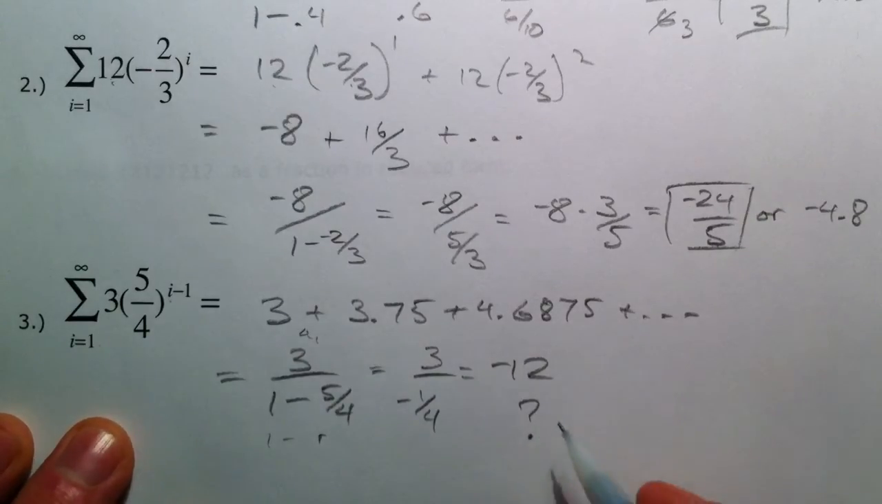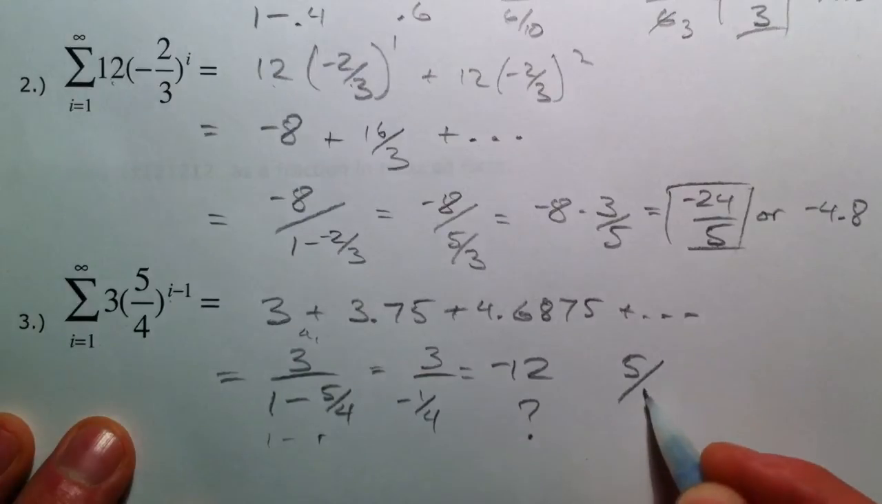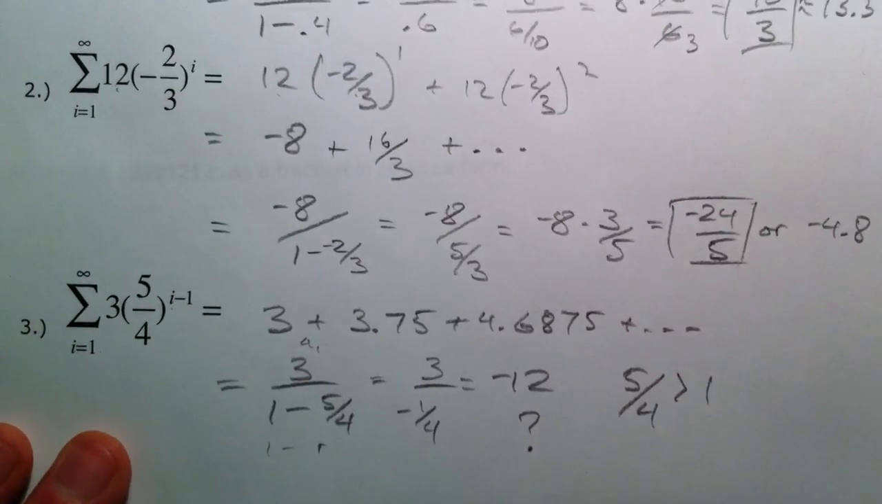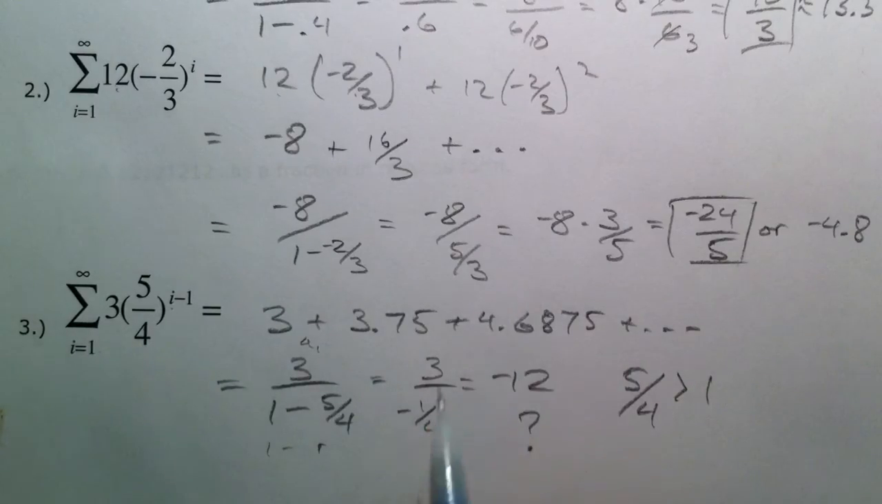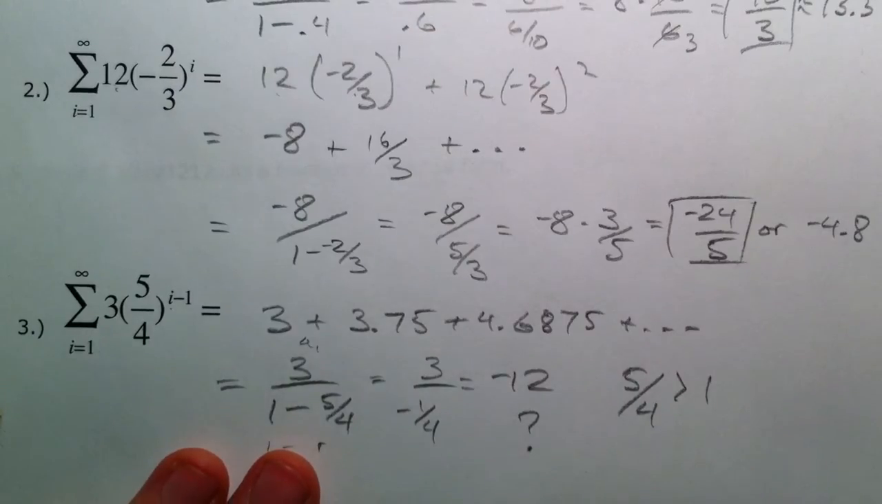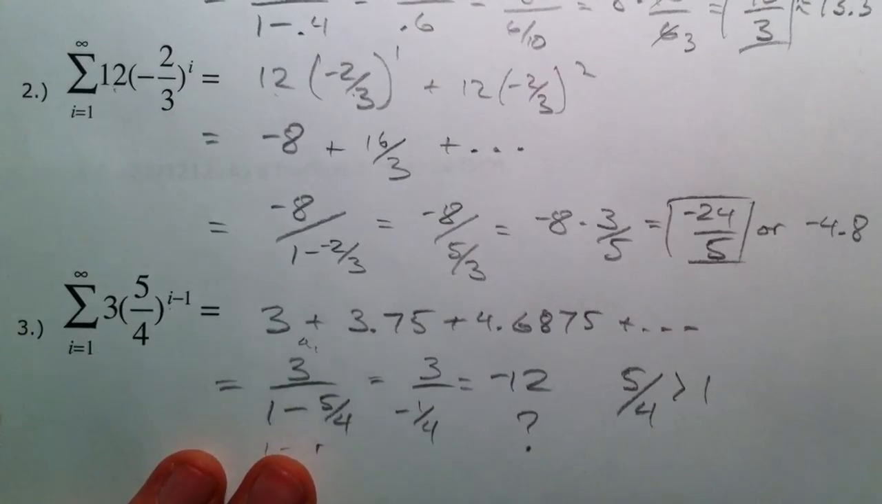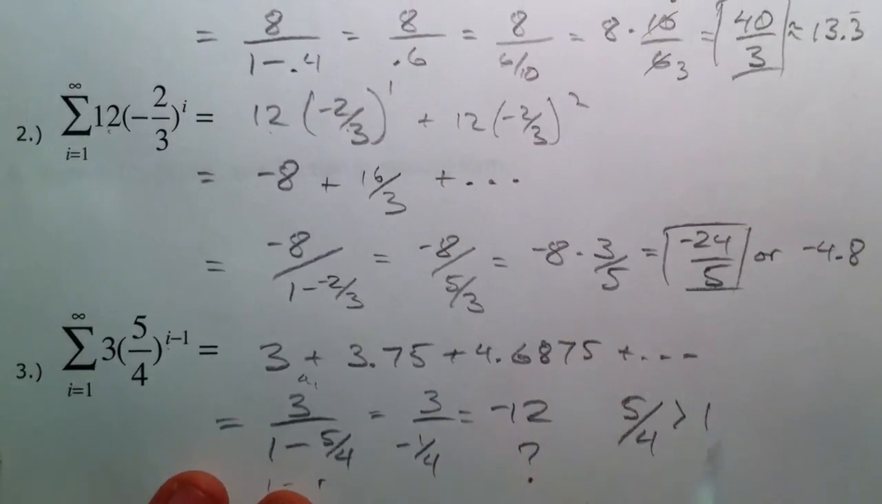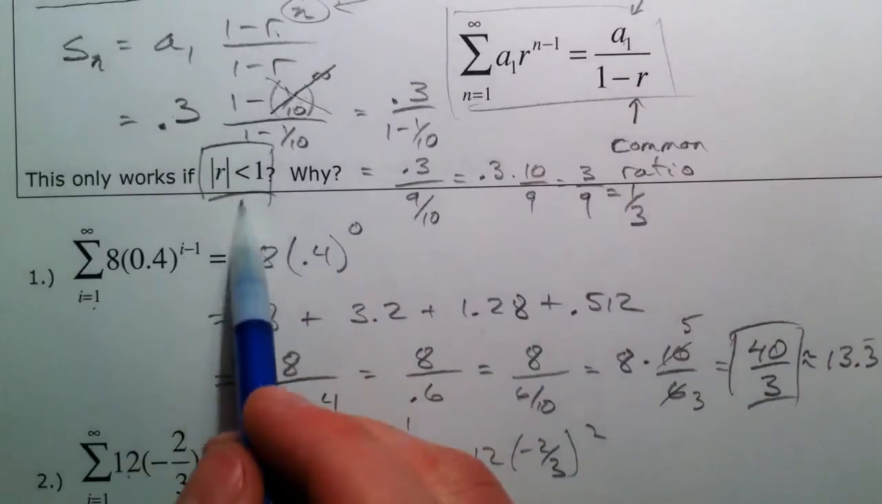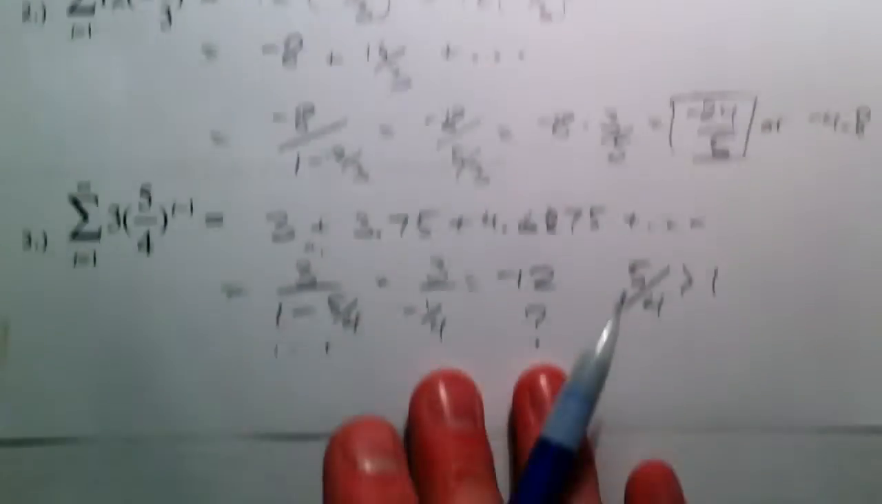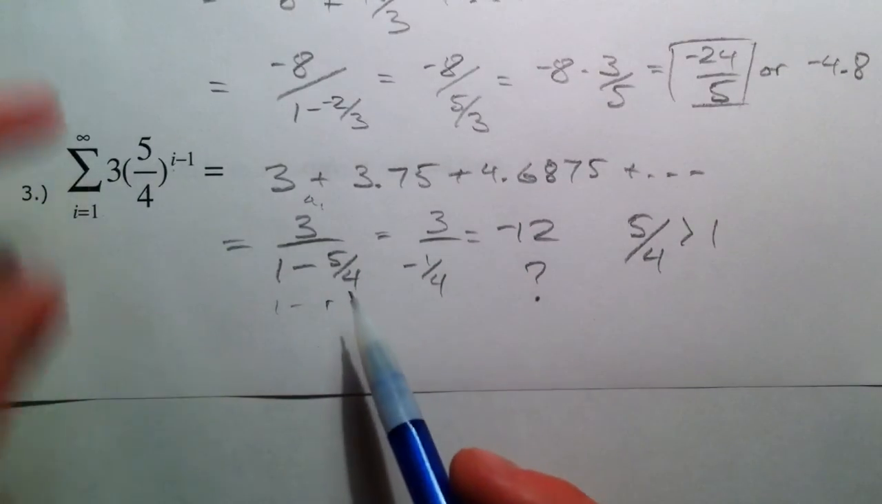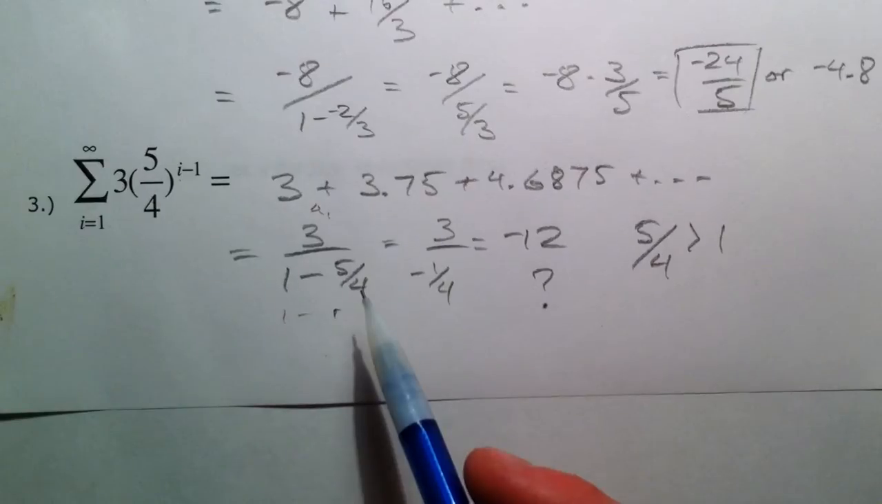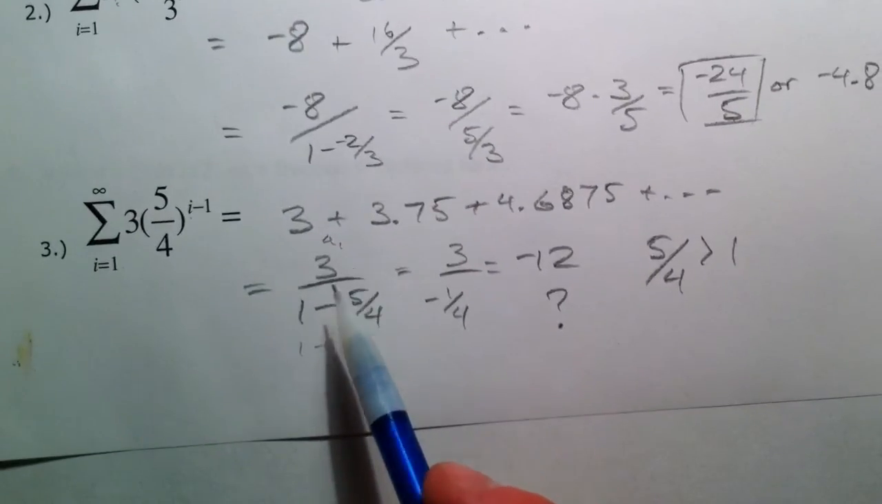Well, that's not true, because 5/4 is bigger than 1. We repeatedly multiply by 5/4, so we're not getting smaller every single time. The only time you're going to get an actual number when you add an infinite amount of numbers, which is crazy to begin with, is when r has to be less than 1. Notice, though, that you can still use the equation, and so that is the dangerous part. So keep in mind that r has to be less than 1.